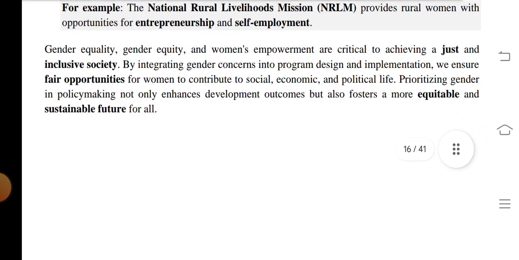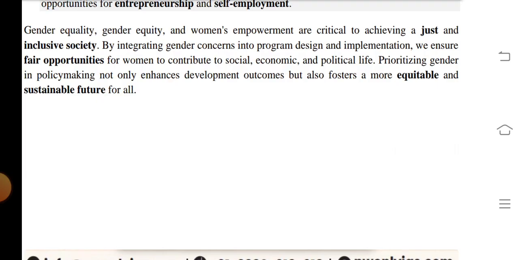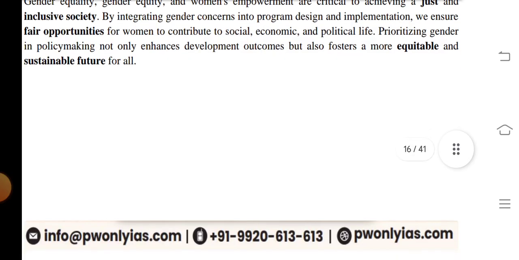Gender equality and women's empowerment are critical to achieving a just and inclusive society. By integrating gender concerns into program design and implementation, we ensure fair opportunities for women to contribute to social, economic, and political life. Prioritizing gender in policy making not only enhances development outcomes but also fosters a more equitable and sustainable future for all.